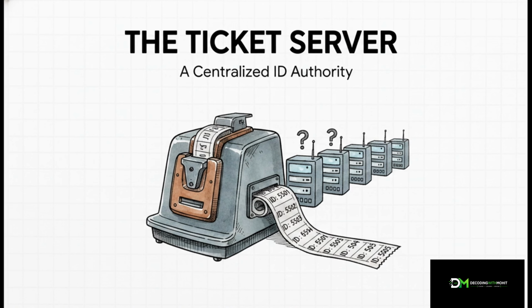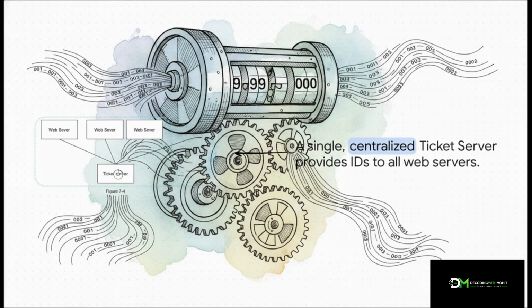Instead of every server for itself, what if we had one single, authoritative source for all our IDs? This is the ticket server model, which was made famous by Flickr. The idea here is really simple. It's kind of like taking a number at the deli counter. Whenever a web server needs a new ID, it just asks this central ticket server. The ticket server just hands out the next number in line, guaranteeing that every ID is unique and perfectly sortable.